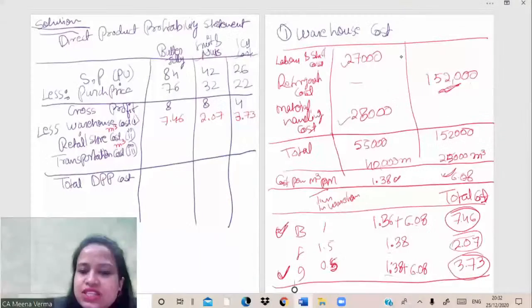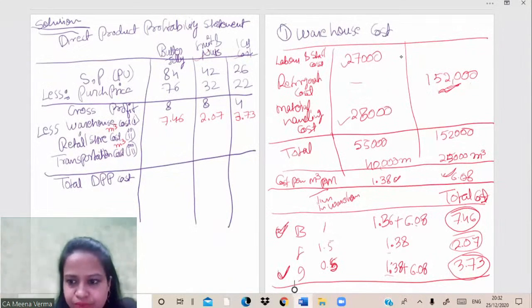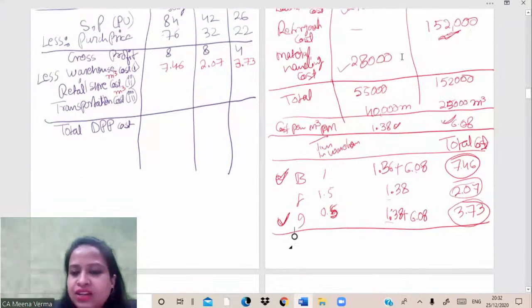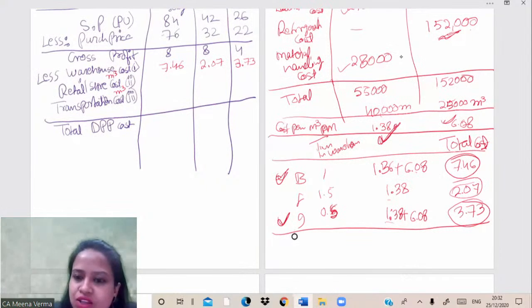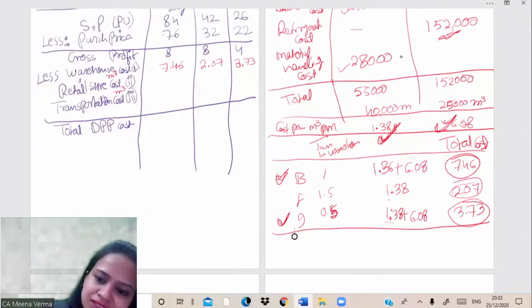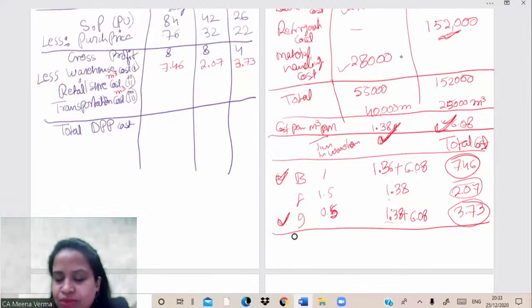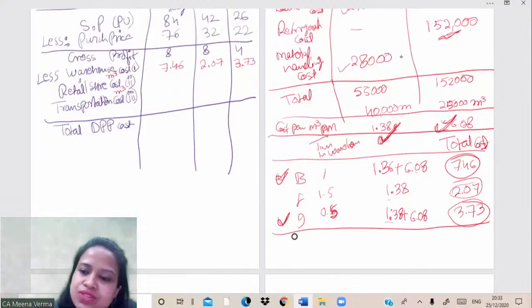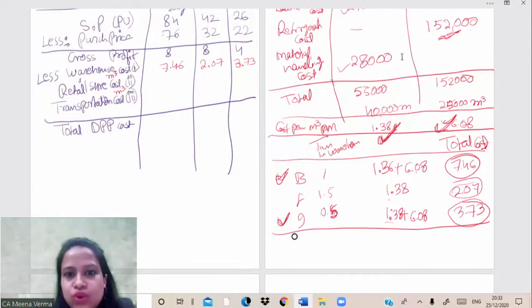ठीक है? So in this way you can calculate the cost per meter cube. ठीक है? And after that you will consider the time for which you will keep them in warehouse. You will incur this cost for all the three products, but this cost will be incurred only for refrigeration, and you will consider this cost with the time for which you will keep it in warehouse, and after considering this you will get the total warehouse cost.